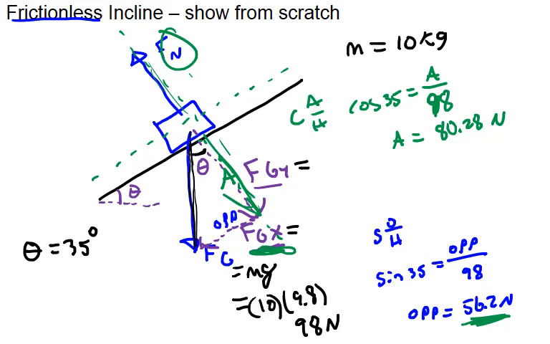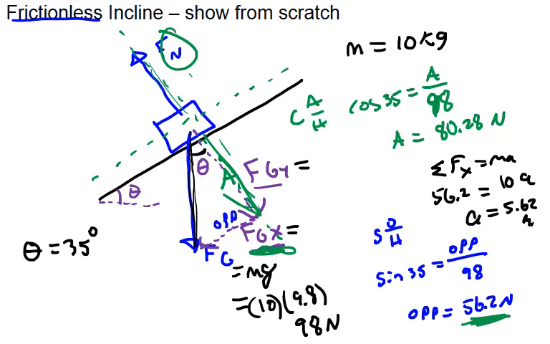So if we wanted to find out what the acceleration is, we could set up the sum of the forces in the x equals ma. We know 56.2 newtons. The mass is 10 kilograms, so we could find the acceleration. So the acceleration would be 5.62 meters per second squared.